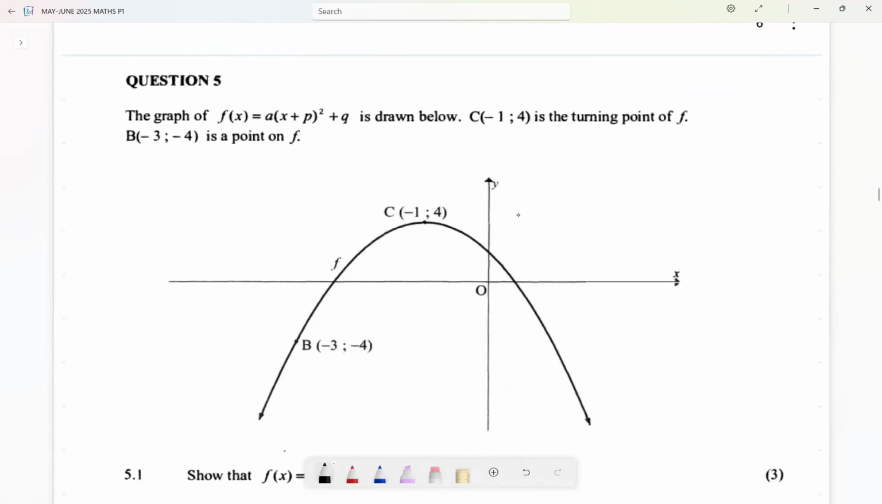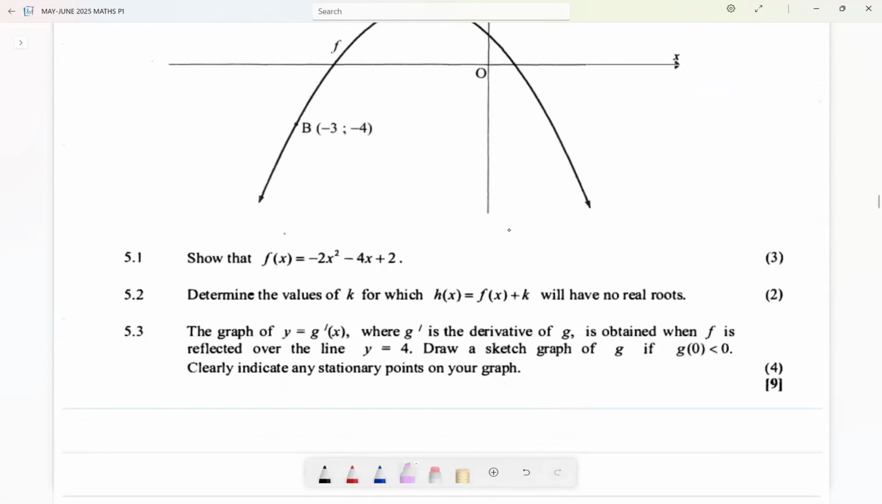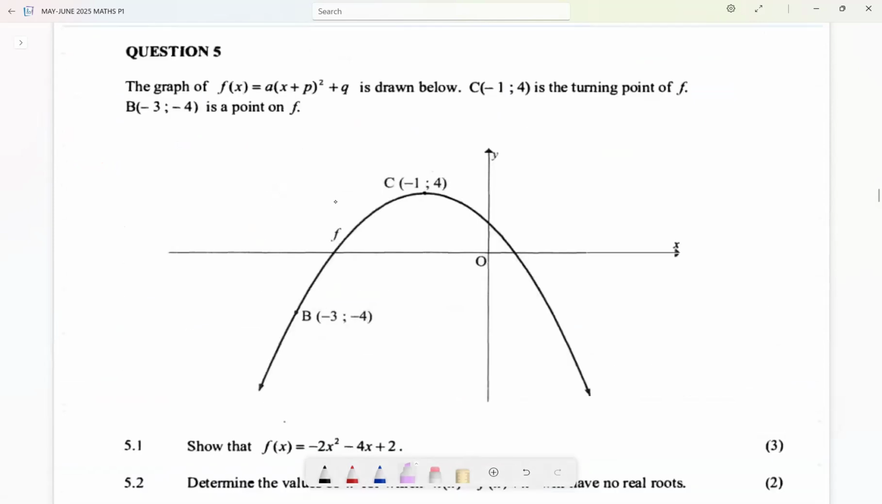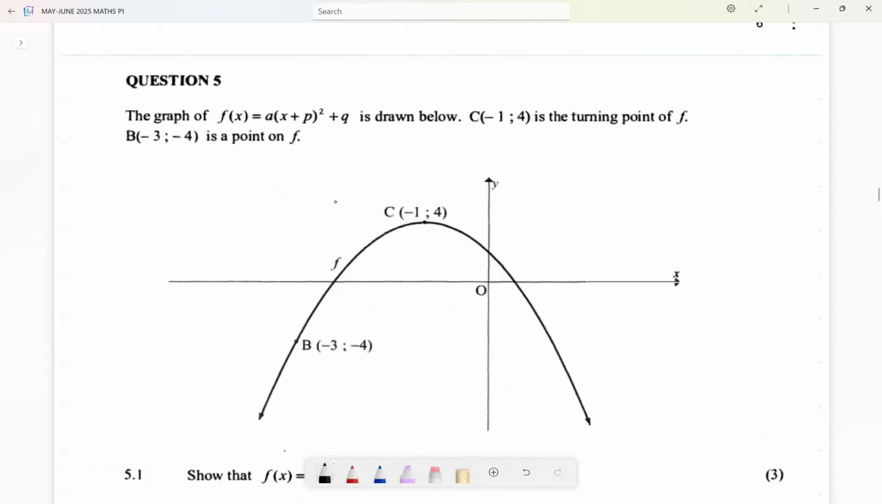Question 5, parabola. It says the parabola given by f of x is equal to, in the standard form of a parabola, is drawn. C with this coordinate is the turning point and B is any point on f. Show that the graph of f of x is equal to negative 2x squared minus 4x plus 2. It's easy. Why am I saying it's easy? Because you already know the turning point, and this is in turning point form.